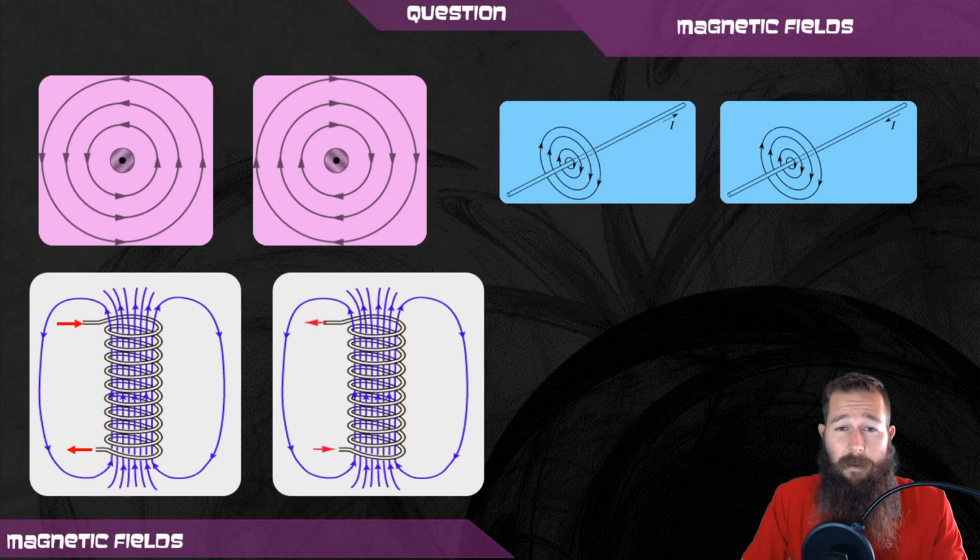In the three scenarios here, use your right hand rules that we've learned to identify the correct magnetic field.